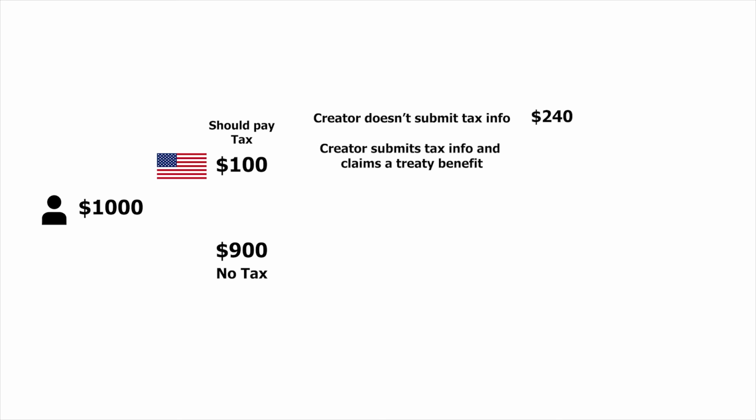Next, creator submits tax information and claims a treaty benefit. Final deduction is $15. This is because India and US have a tax treaty relationship. And final one, creator submits tax information but is not eligible for tax treaty. Final tax deduction is $30. This is because the tax rate without a tax treaty is 30% of earnings from the US.